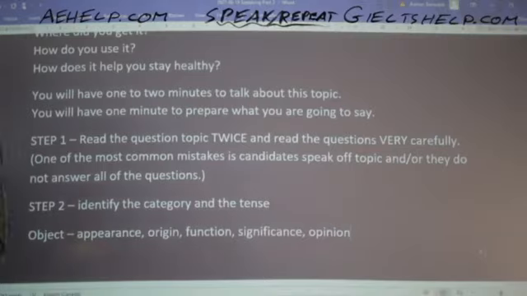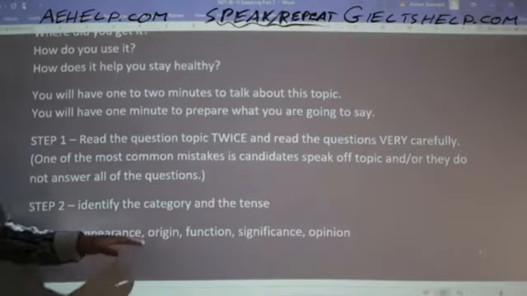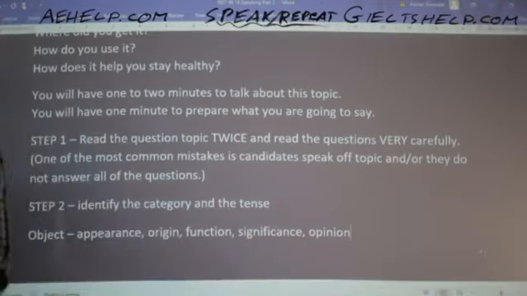So June, I see that you said appearance, material, size, color, usage. June, think about it this way. Appearance, origin, function, significance, right? That's the better way, okay? The size is part of its appearance.